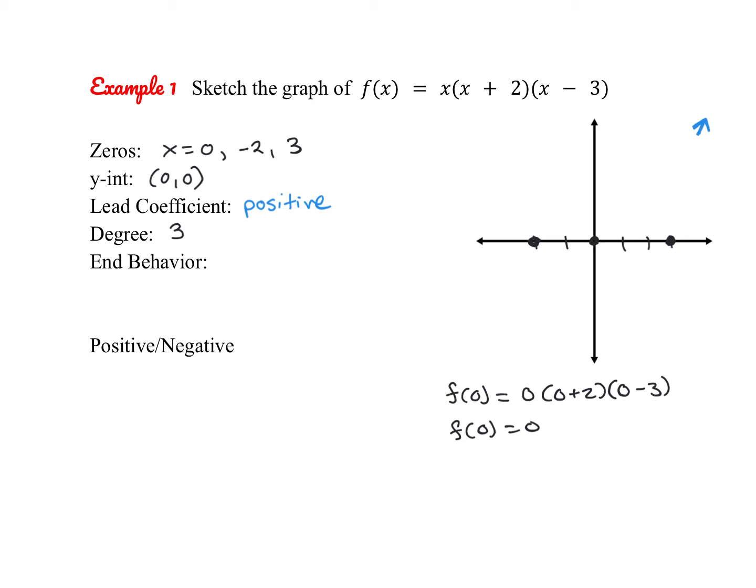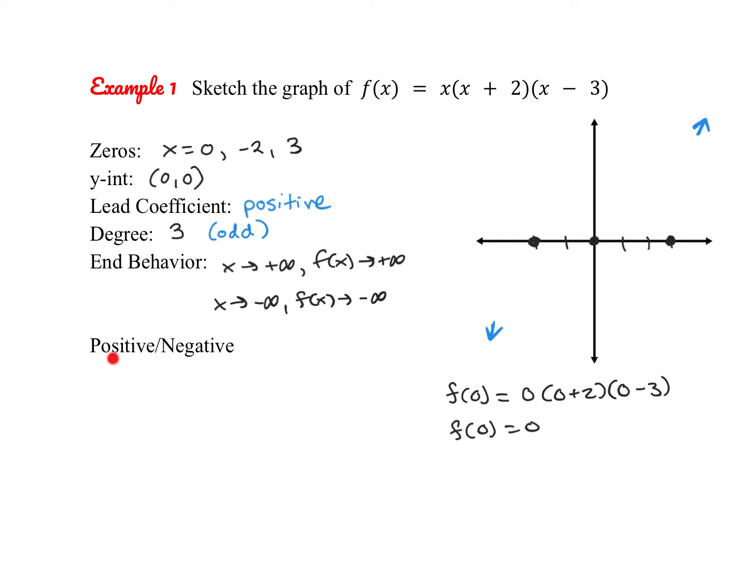So remember, since our degree is odd, that means our end behavior is going to be opposite. So if this side goes up, this side is going to go down. So I like to just draw a little arrow to remind me. So we can actually write in our end behavior as x approaches positive infinity, f of x approaches positive infinity, and as x approaches negative infinity, f of x approaches negative infinity. So again, we can find this because our lead coefficient is positive. We can find this because our degree is odd.